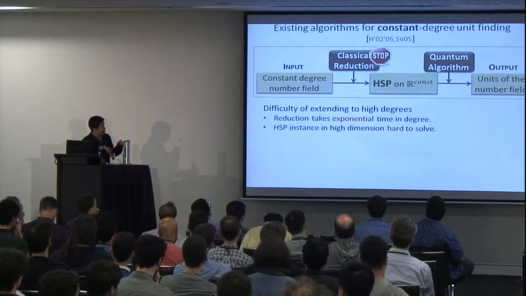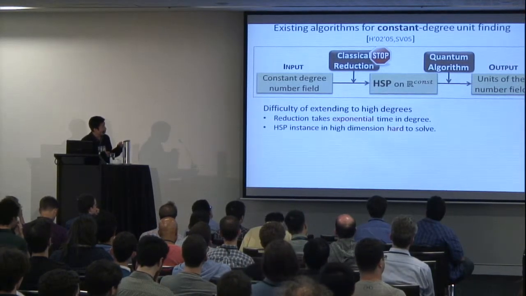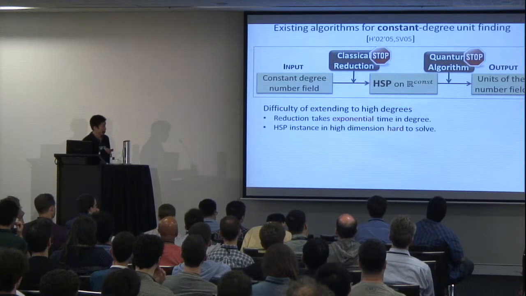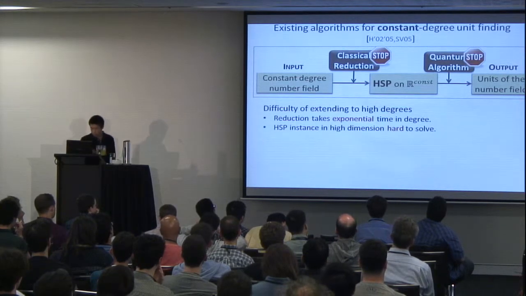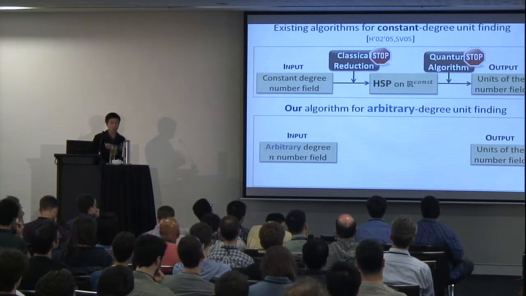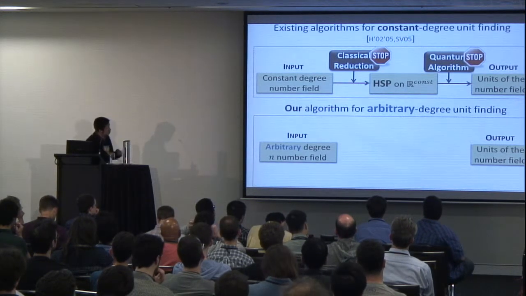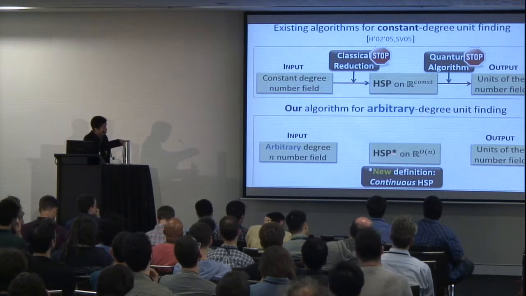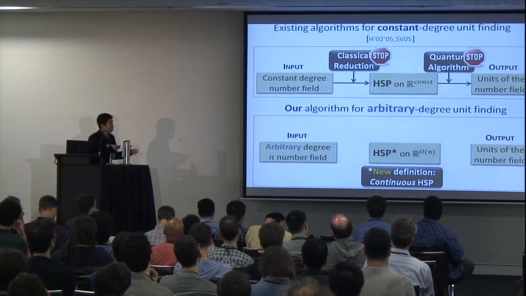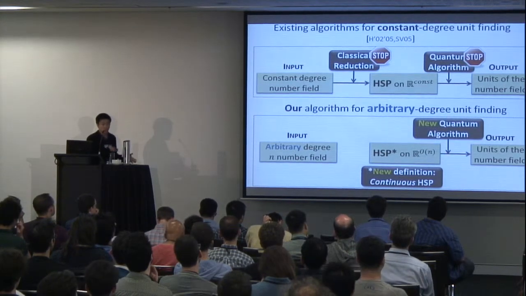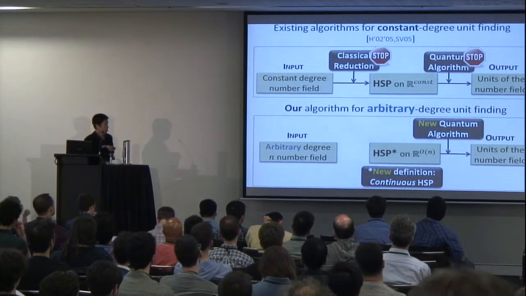And moreover, the resulting HSP instance will be on high dimensional real space, and it is hard to solve by existing quantum algorithms. So we come up with new ideas to get around these difficulties. So first, we introduce a new definition for HSP on high-dimensional real spaces, and for which we can actually solve efficiently by a quantum algorithm.